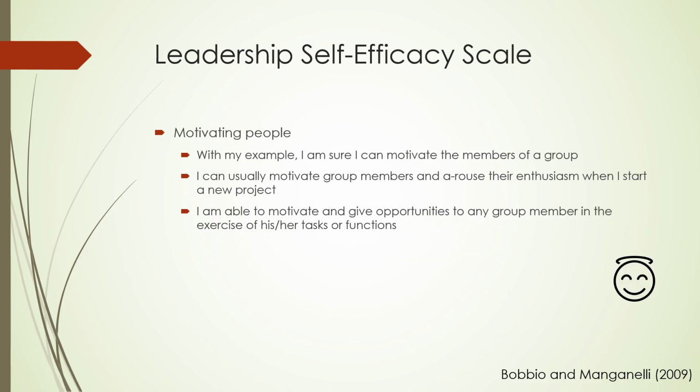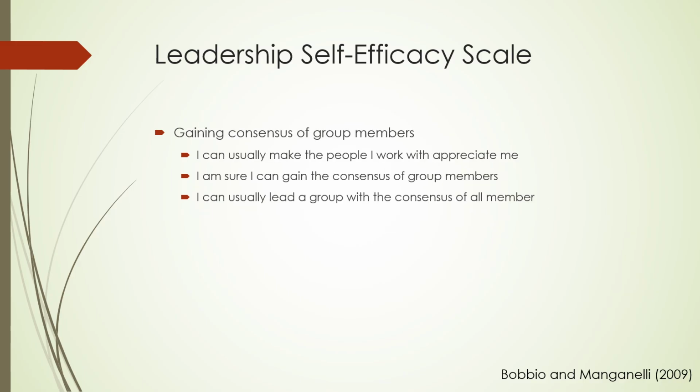All right, the fifth dimension is motivating people. It only has 3 items. I want you to read through them and give yourself a score between 1 and 7 for all 3 of them. And then last but not least, this is the sixth dimension of the leadership self-efficacy scale, and the last one is gaining consensus of group members. It only has 3 items. Rate yourself on a scale of 1 to 7 for the 3 items.